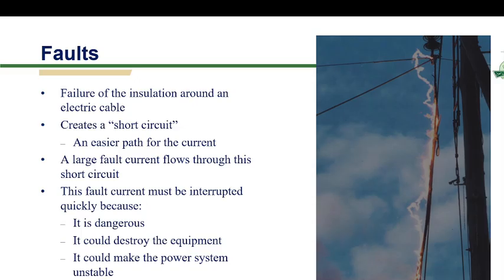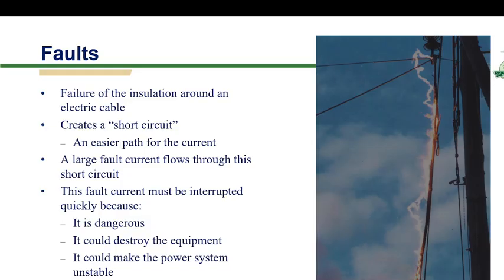All right. In this slide, I want to introduce the concept of a fault in an electrical power system, which typically occurs due to the failure of insulation around conductors or equipment. When insulation breaks down, it creates a short circuit and provides an unintended low resistance path for current to flow. As a result, a very large fault current is created, exceeding normal operating levels, and such high currents are very dangerous and must be interrupted quickly to prevent serious consequences and negative impact on our devices.